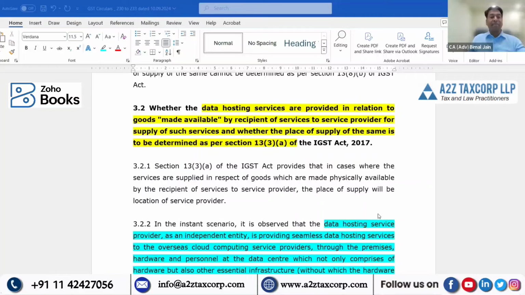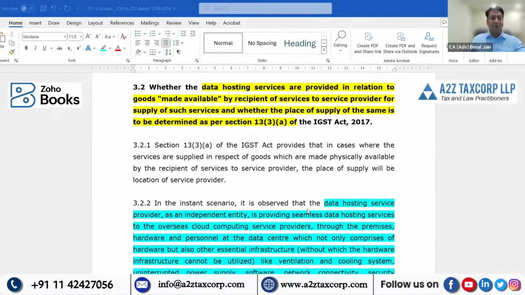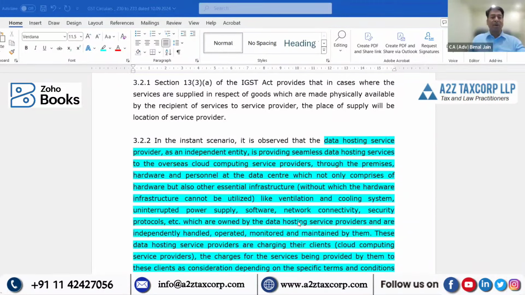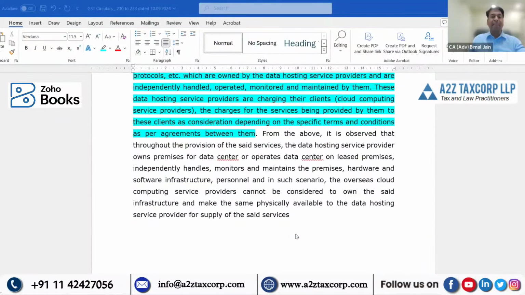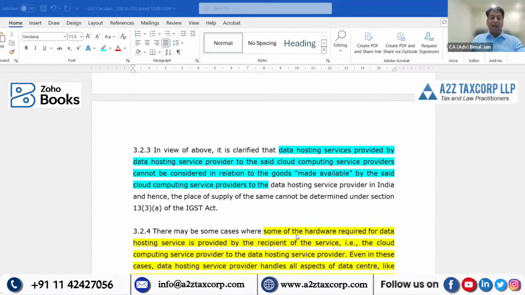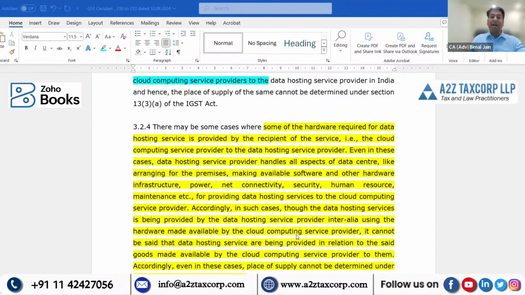In terms of performance-based, Section 13 subsection 3 clause (a), whether any goods are involved, that is the big issue, because the recipient is making goods available as per Section 13 subsection 3 clause (a) to the supplier for the performance of the services. Is there any goods involved? They're saying there are as such no goods involved. It is all happening through an e-platform. And for that, certain hardware and software are being used, which is of the supplier only. So there are no goods available. So they are outrightly saying it does not fall under performance-based services.